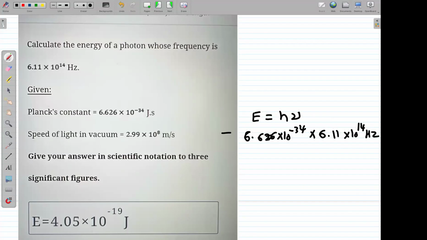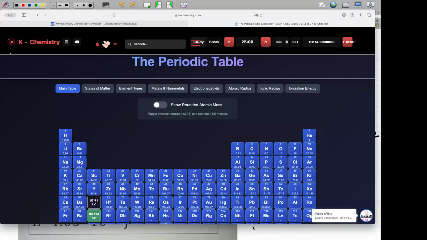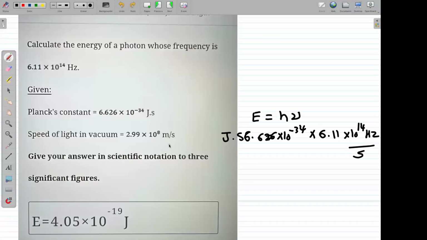The unit for this one is joule per second, and this one is hertz, which is how many waves in 1 second. I don't need to use the speed of light here. I just need to multiply these two numbers, because E equals h multiplied by frequency. He has given h and he has given the frequency, so no need to use c or the wavelength at all. Let's do the math using our calculator, and we'll share the calculator also on the other sheet.